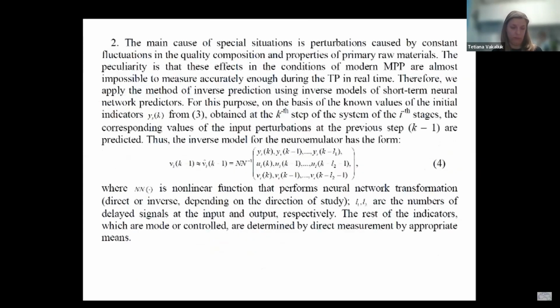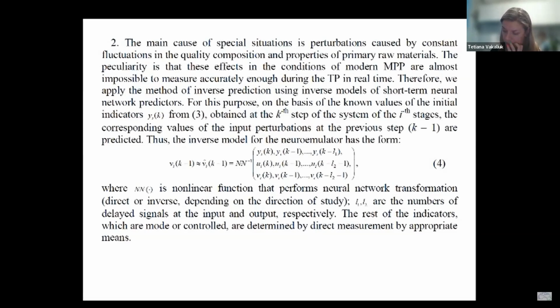2. The main cause of special situations is perturbations caused by constant fluctuations in the quality, composition and properties of primary raw materials. The peculiarity is that these effects of MPP are almost impossible to measure accurately enough during the TP in real time. For this purpose, the corresponding values of the input perturbations at the previous step are predicted.